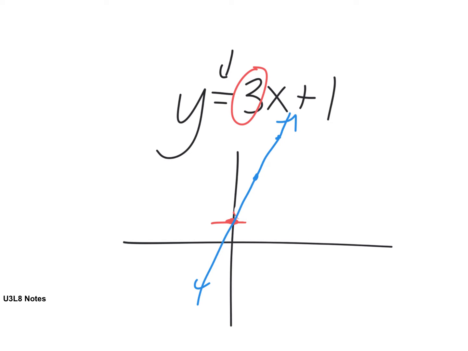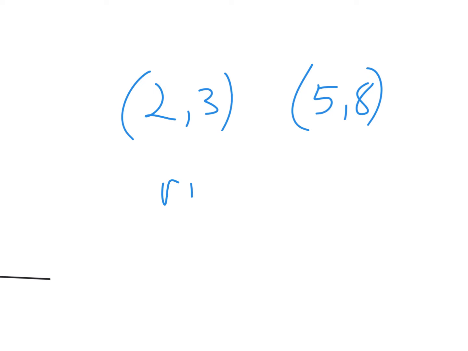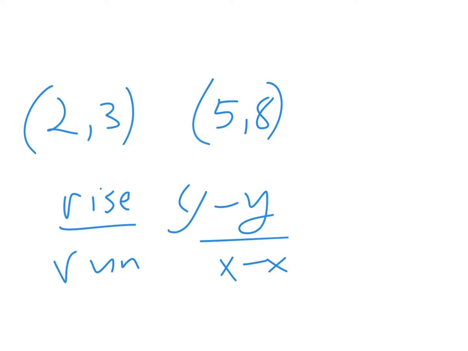Here's another thing you have to do. What if I give you 2 points, 2 comma 3 and 5 comma 8? Can you tell me the slope? Hint, it's the rise, which is the y's, over the run. Get the slope for me.